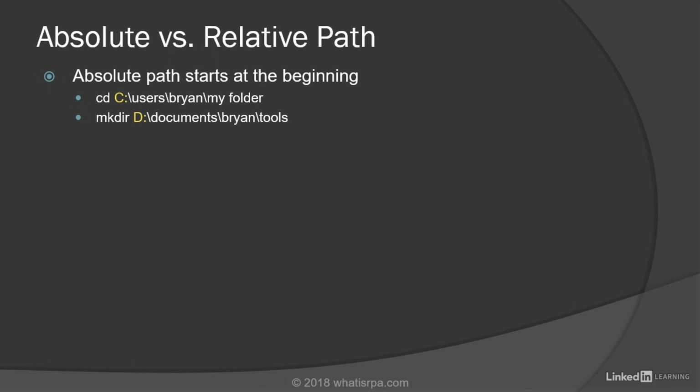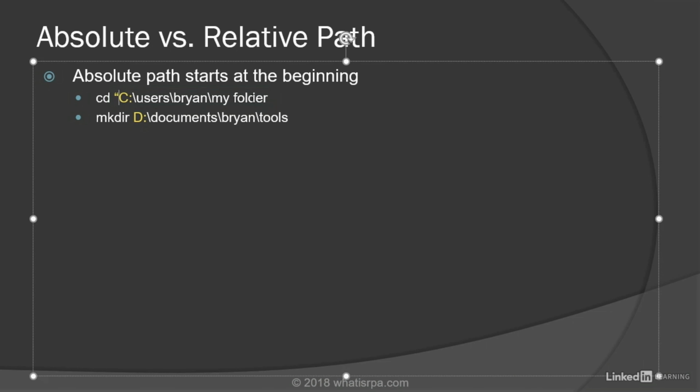Sometimes we'll provide an absolute path, sometimes we'll provide a relative path, and it's up to you to determine which one is most appropriate for the current situation. An absolute path is always going to start at the beginning, and it's going to contain every step of the entire path. So you can see here that I've got a cd, which means change directory. And it starts at the C drive, goes into the Users directory, into Brian, into My Folder. And of course, since there's a space in that one, I would have to put quotes around it.